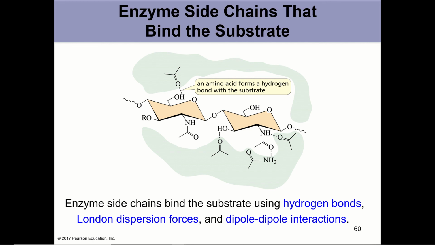So you can see that we're showing hydrogen bonding between the enzyme and several of the groups on this sphingoglyco, a sugar which has amine groups. The enzyme side chains bind the substrate using hydrogen bonds, dispersion forces, and dipole-dipole interactions. These interactions result in a change in shape of the substrate that approximates the activated or transition state structure, and that allows the reaction to occur more quickly.